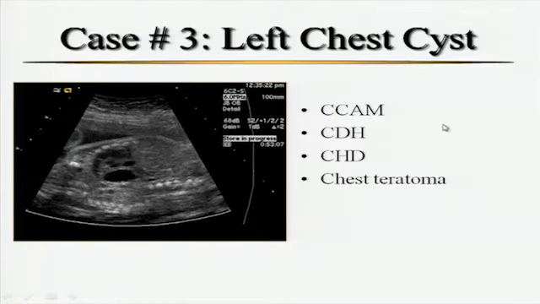So, is it a CCAM, a congenital cystic adenomatoid malformation of the chest, a diaphragmatic hernia, a heart defect, or chest teratoma? Correct. So location, location, location. Where is the anechoic structure? Where is the stomach? Is it above or below the diaphragm?